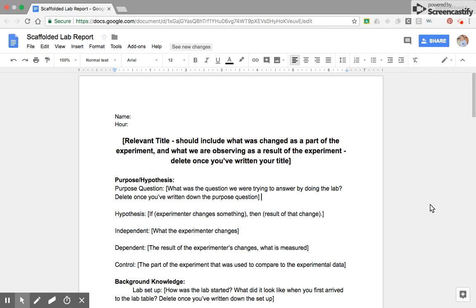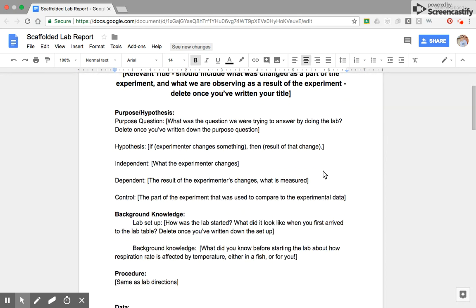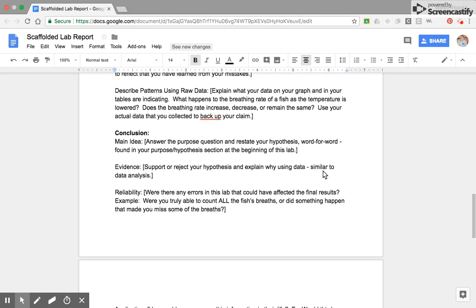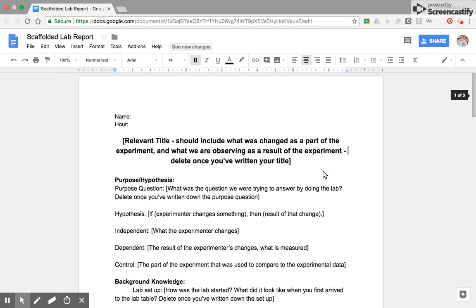Hey, this is Mr. Kelley, and we're going to be looking at what is called the scaffolded lab report. A scaffolded lab report is what I'm giving to you as a guide, kind of showing you the format and what's to be included, kind of step by step over a formal lab report. And so you'll write up one of these scaffolded lab reports for every single lab that we do in class.